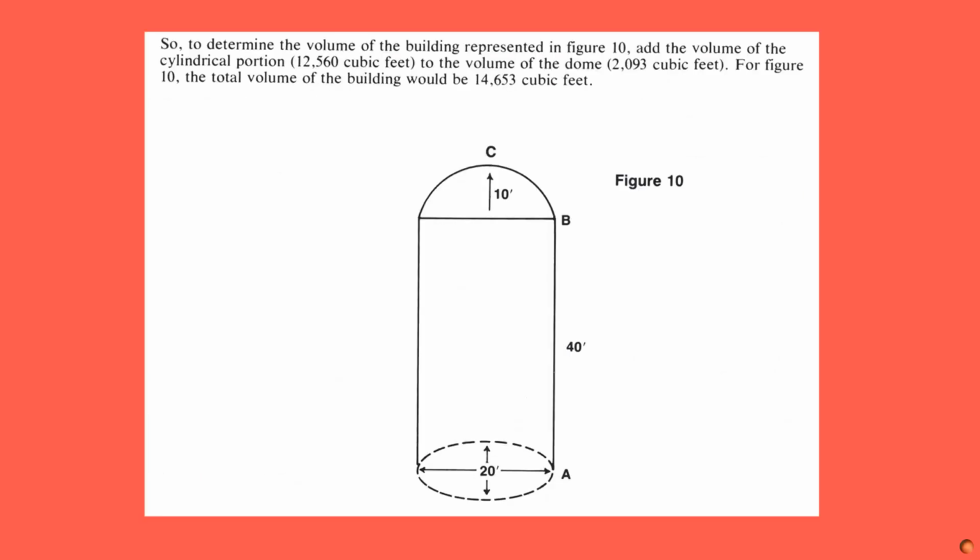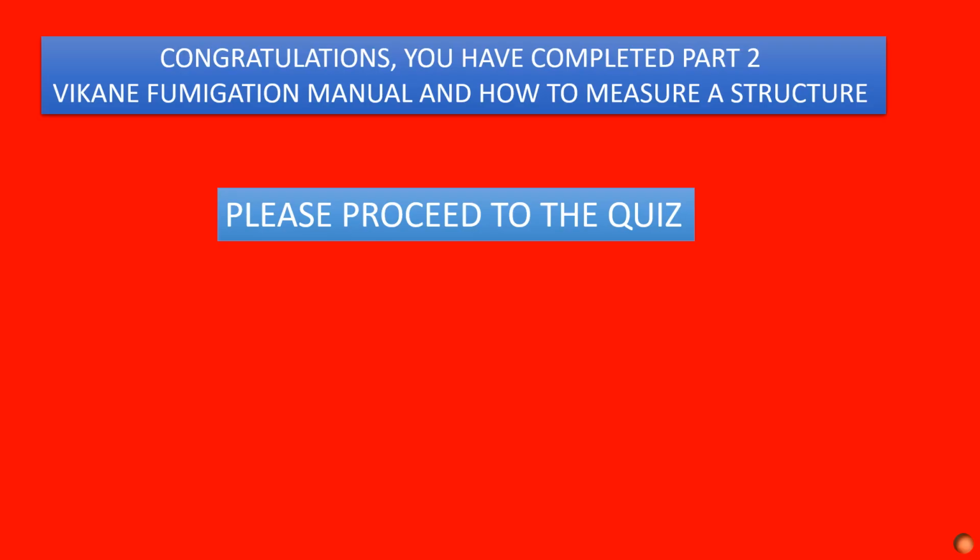So, to determine the volume of the building represented in Figure 10, add the volume of the cylindrical portion, 12,560 cubic feet, to the volume of the dome, 2,093 cubic feet. For Figure 10, the total volume of the building would be 14,653 cubic feet. Congratulations! You have completed Part 2 of the Vikane Fumigation Manual on how to measure a structure. Please proceed to the quiz.